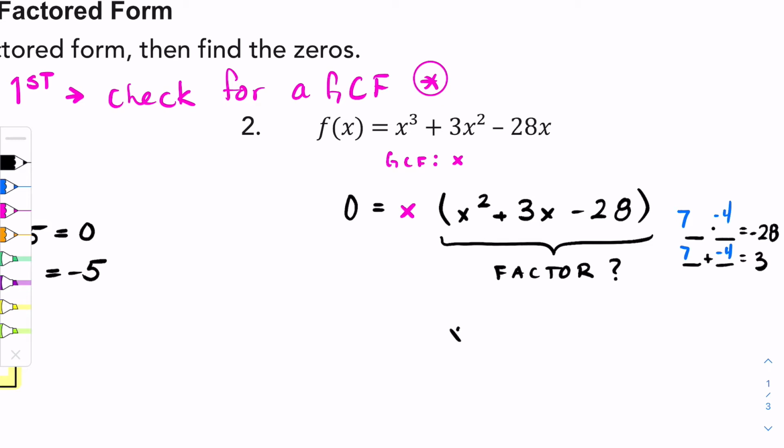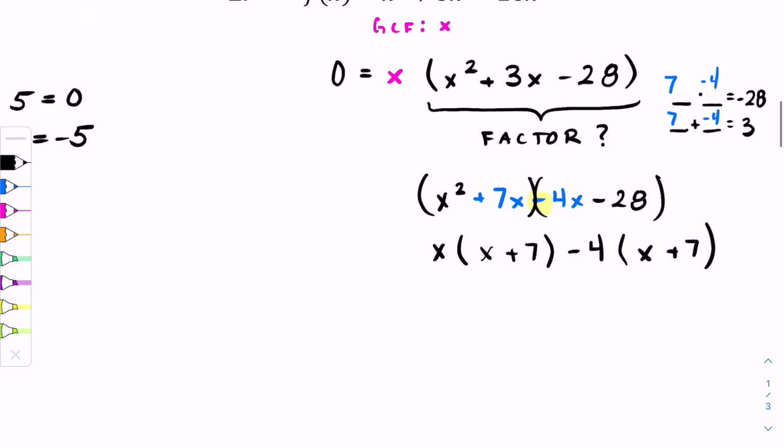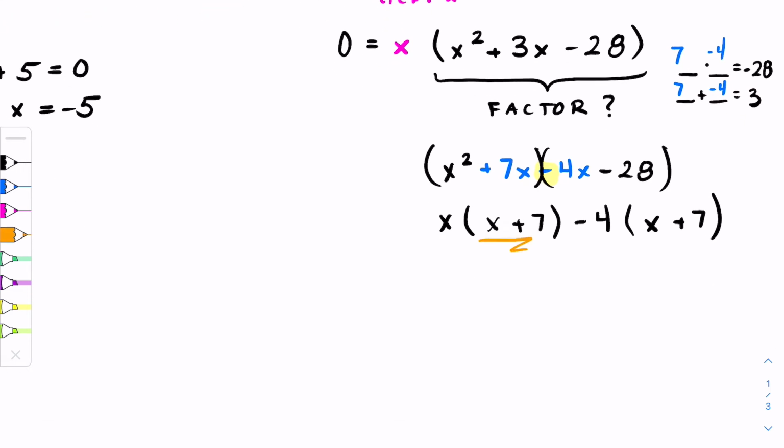So I can rewrite this expression as x squared plus 7x minus 4x minus 28. I'm going to group the first two and the second two. GCF of the first group is x, left over x plus 7. GCF of the second group, don't forget that it matches that sign. So the GCF of the second group is negative 4, left over is x plus 7. You have your common factor of x plus 7, and you have your GCFs of x minus 4.